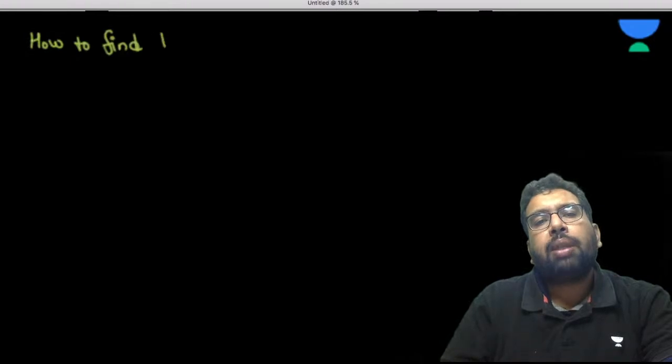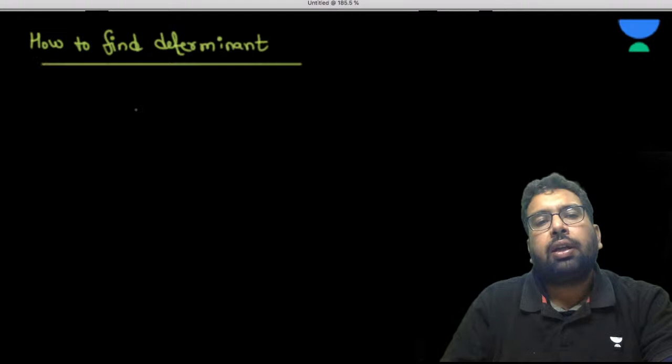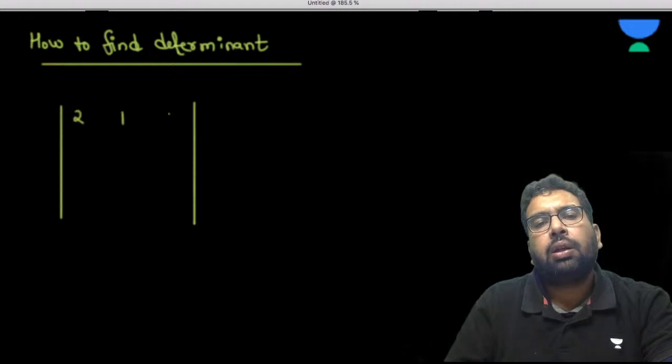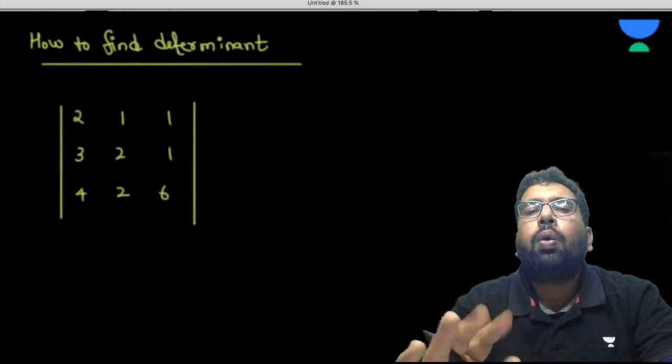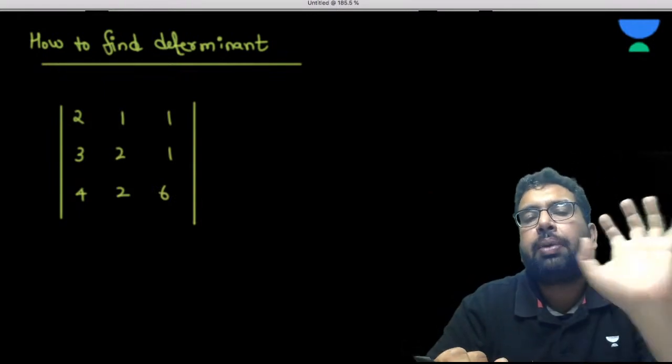See, very simple. How to find the determinant. Okay, so this is one mathematical tool. Just very simple. How to find the determinant. Okay. So see, let's suppose, I take some random values: 2 1 1, 3 2 1, 4 2 and 6. Just randomly I have taken.